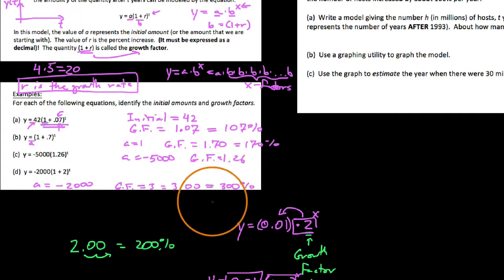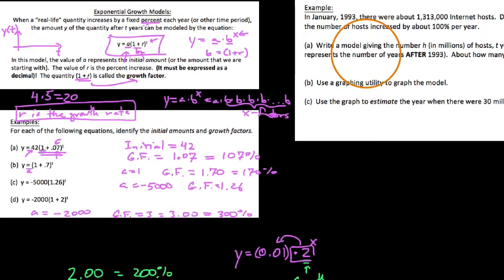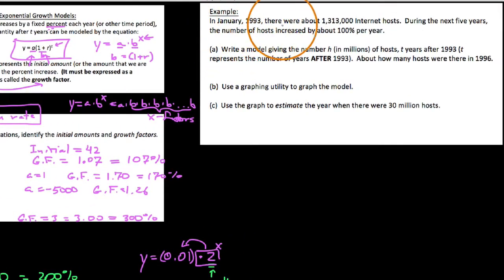Okay. So now, knowing what we know about exponential growth models, we could model anything so long as we know what we started with and what the growth factor is. We could say, here's what it's doing over time with y and t, or y and x. So let's look at this example here. It says in January 1993 there are about 1,313,000 internet hosts.